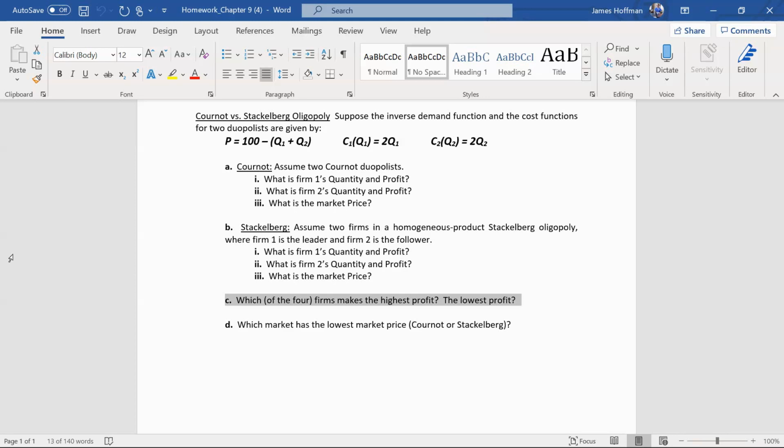Okay, and then part D is, of the two market structures, which one gives you the lowest price? The numbers will be different, but you should get a similar result in terms of comparisons to what we just did for the example. So this is your homework assignment for Chapter 9, and that's for the next meeting in the appropriate discussion forum.